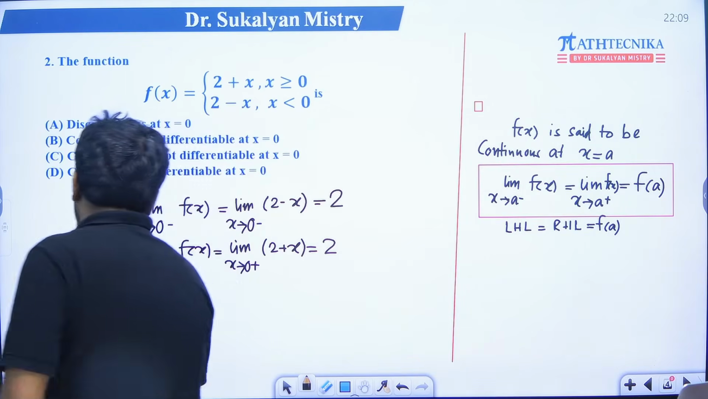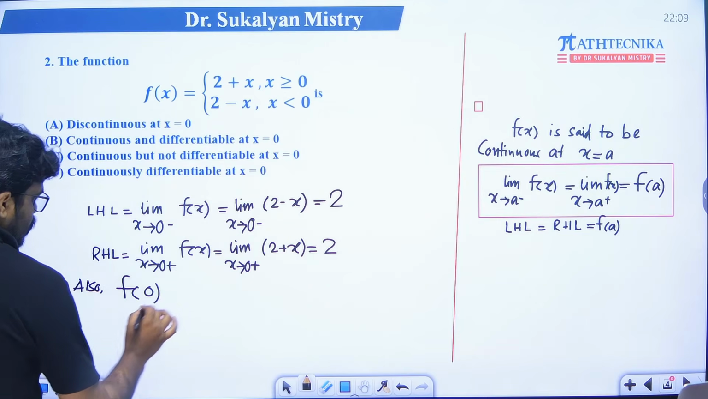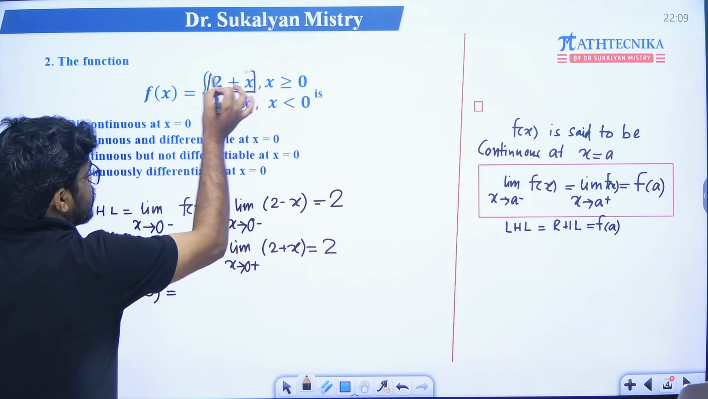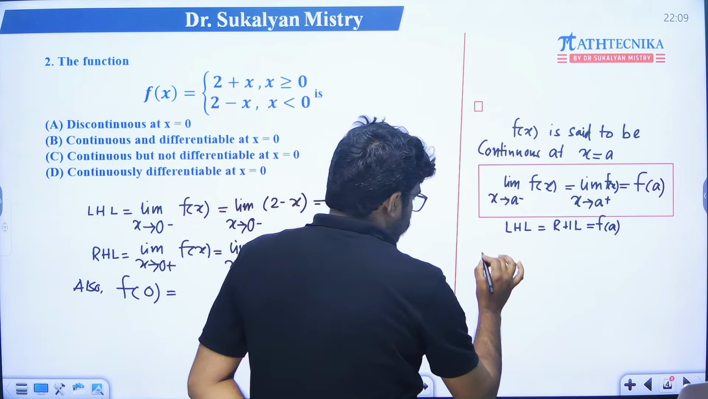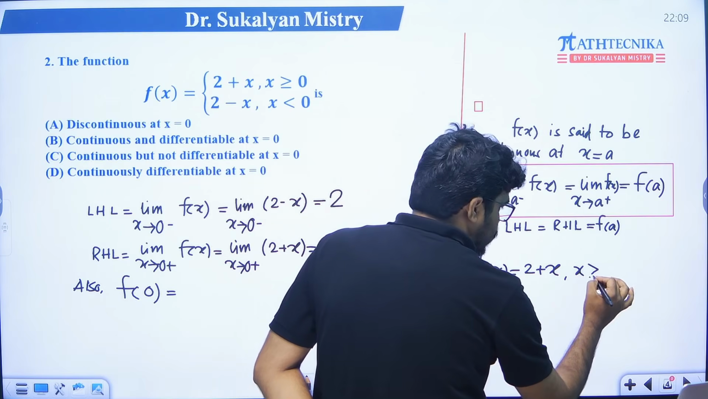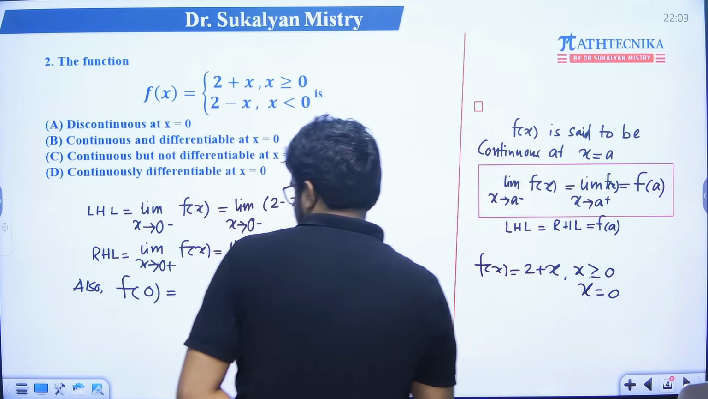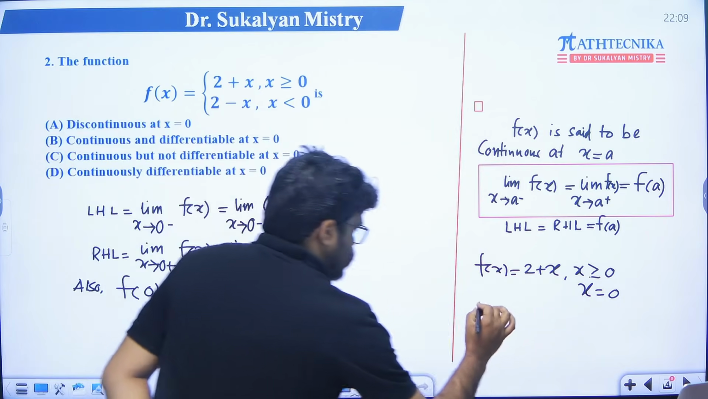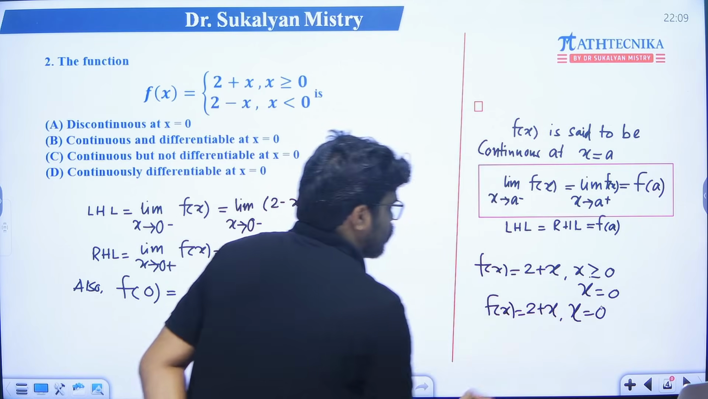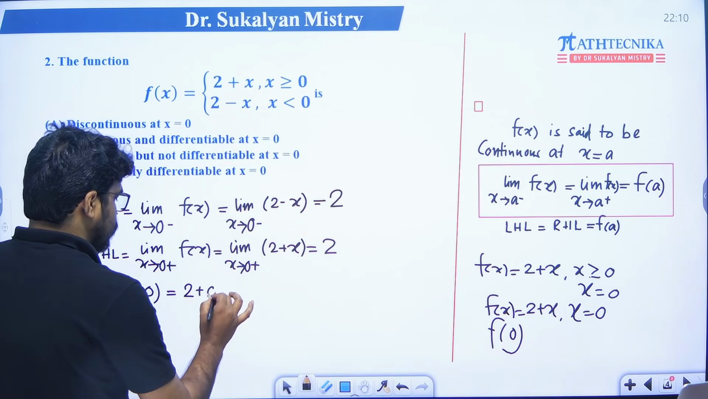So also f(0). See this: when x is greater than or equal to 0, the value of f(x) is 2 plus x. That is, when x is equal to 0, the value of f(x) is 2 plus x. So for f(0), you just put x equal to 0. So what do we get? 2 plus 0, that means 2.